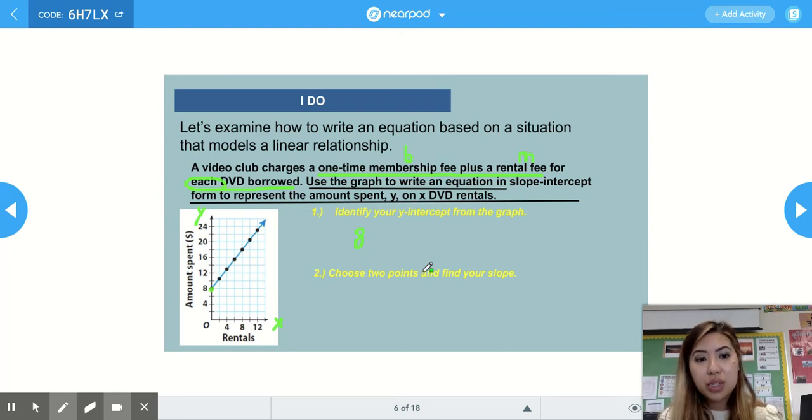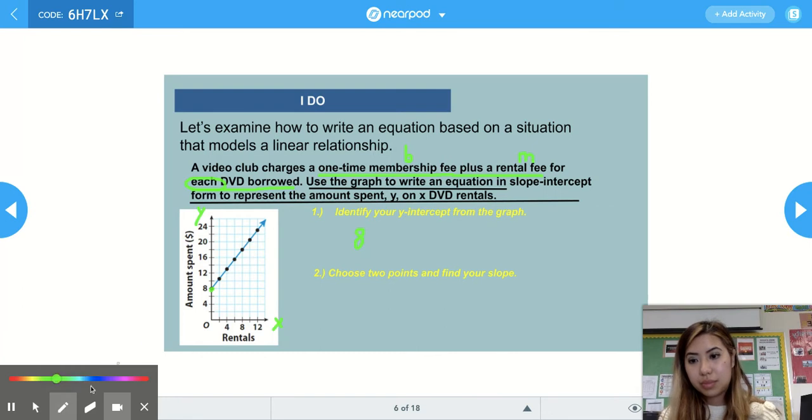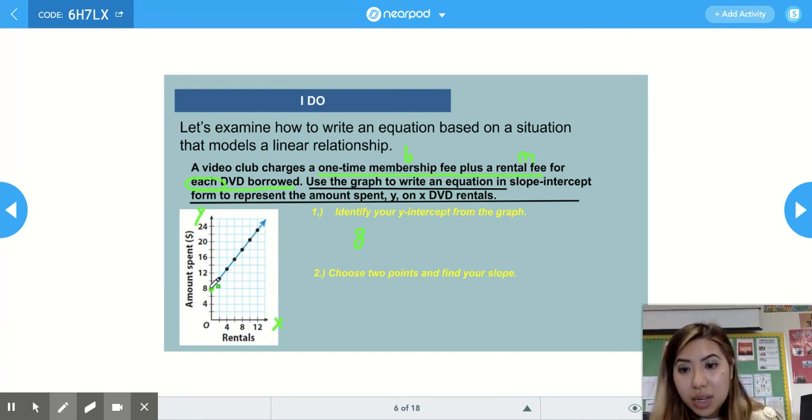And then to find our slope, we have to choose 2 points. There's 2 ways to do this. We can either choose 2 points and count how many units we're going up and down and left and right, or we can find the 2 points, write out the coordinates, and then subtract. So to solve it both ways, this is 1 point. I'm going to say that this right here is our second point.